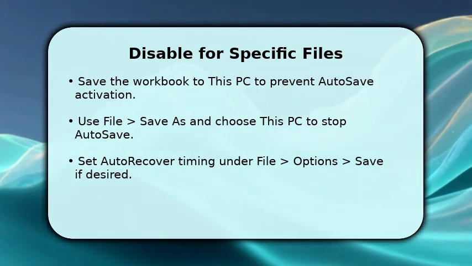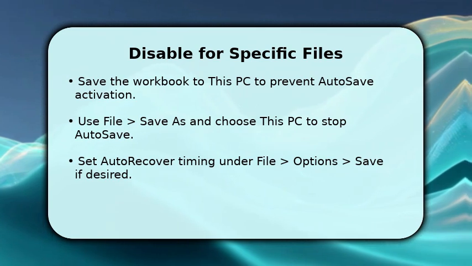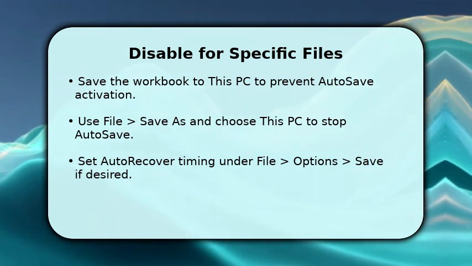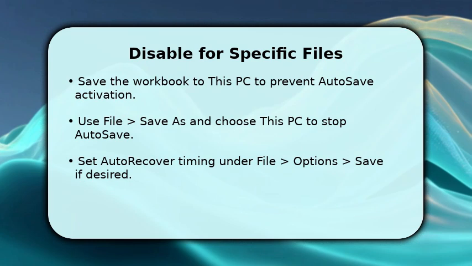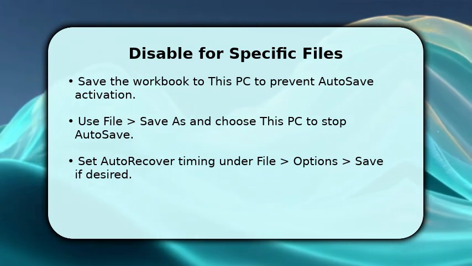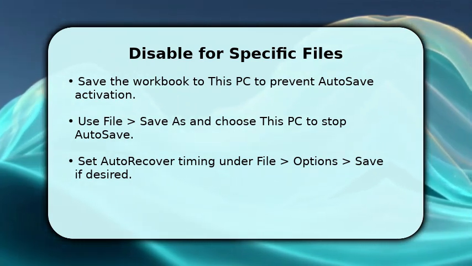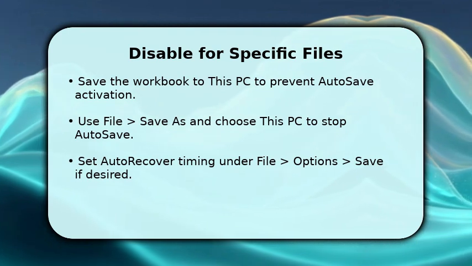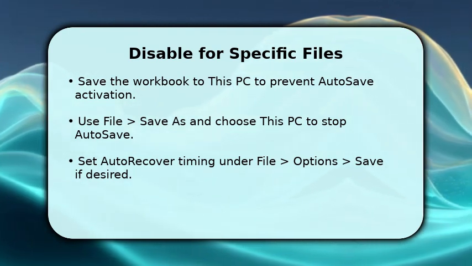If you want extra protection, open File, choose Options, and go to Save Settings. Then set AutoRecover to save information every 10 minutes or a preferred interval. These steps keep Autosave off while preserving AutoRecover safeguards for that single file.